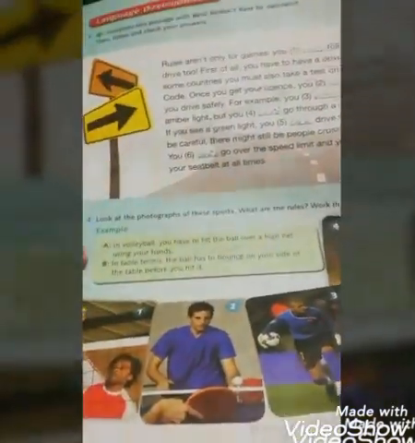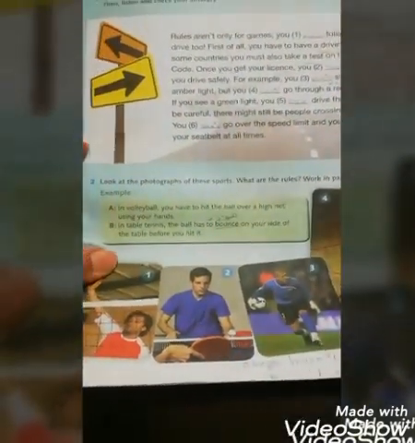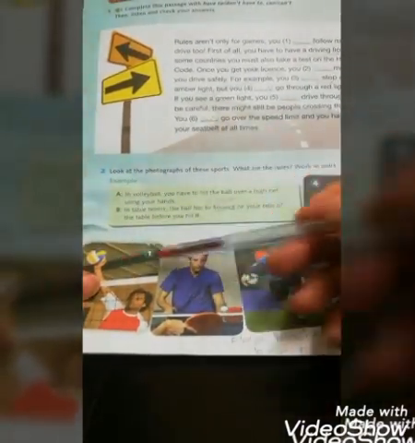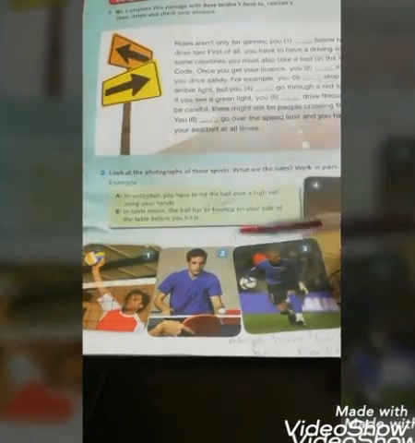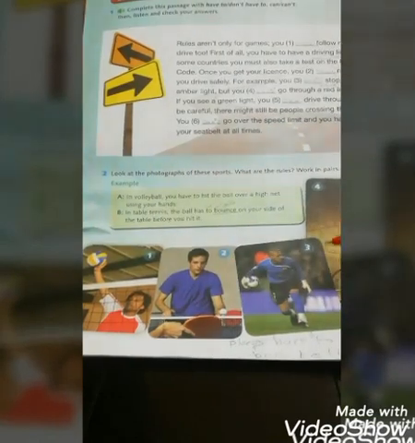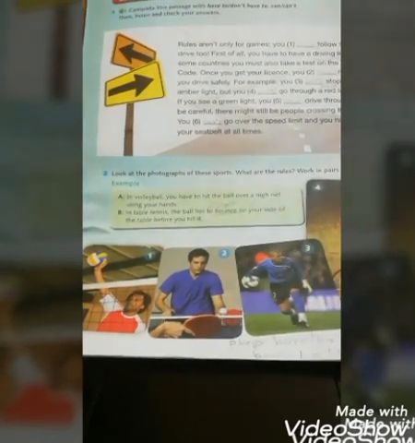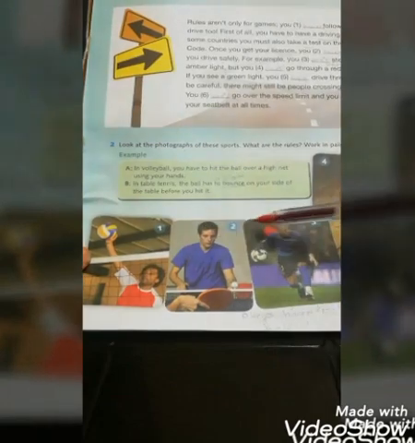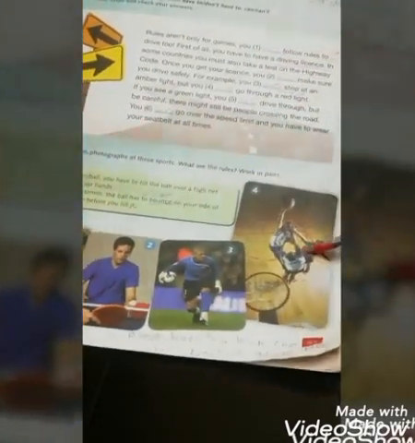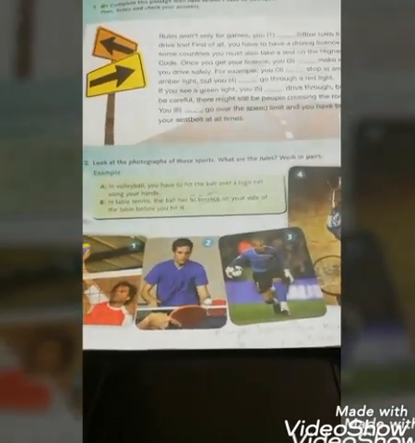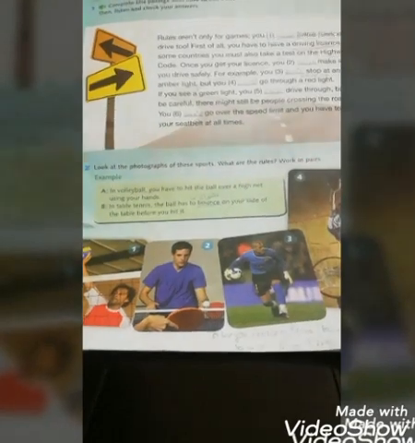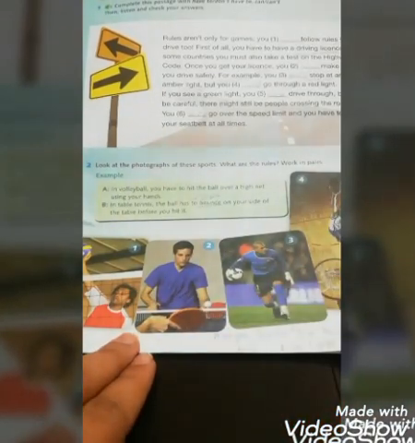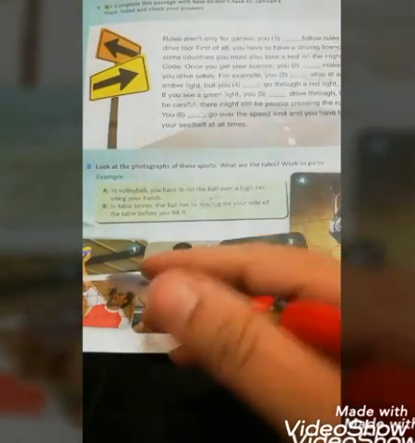Now exercise number 2. Look at the photographs of these sports. We have 4 sports: handball, table tennis, football, and basketball. What are the rules? Work in pairs. Now, you have to write one rule of each game. I want only one rule, بدي قاعدة واحدة لكل game.